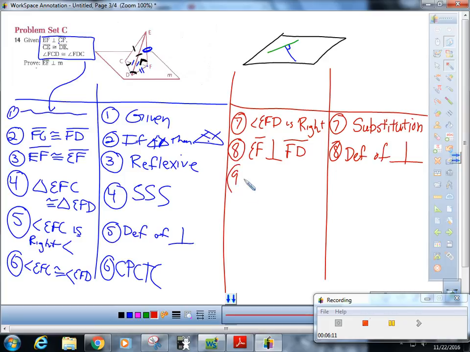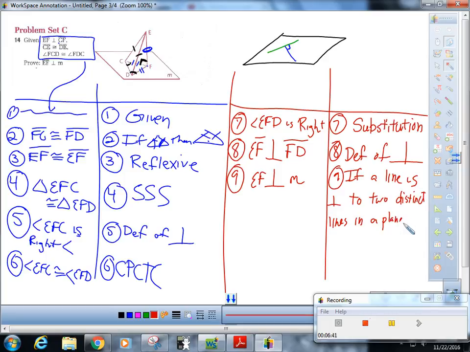And now I can say that EF is perpendicular to plane M, and my reason is if a line is perpendicular to two distinct lines, bless you, in a plane, then that line is perpendicular to the plane. Boom!